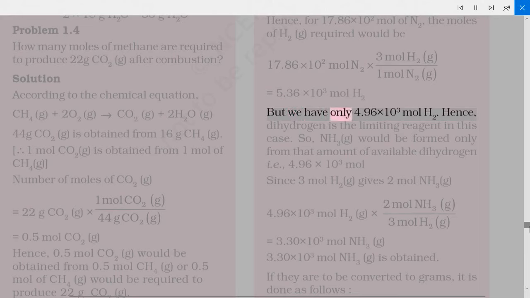H2, but we have only 4.96 × 10^3 mol H2. Hence, hydrogen is the limiting reagent in this case. So, NH3(g) would be formed only from that amount of available dihydrogen, i.e., 4.96 × 10^3 mol. Since 3 mol H2(g) gives 2 mol NH3(g), 4.96 × 10^3 mol H2(g) × 2 mol NH3(g) / 3 mol H2(g) = 3.30 × 10^3 mol NH3(g). 3.30 × 10^3 mol NH3(g) is obtained.